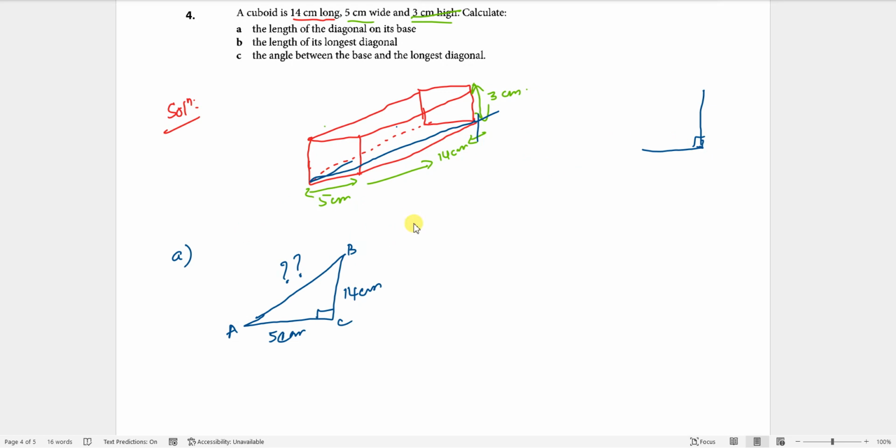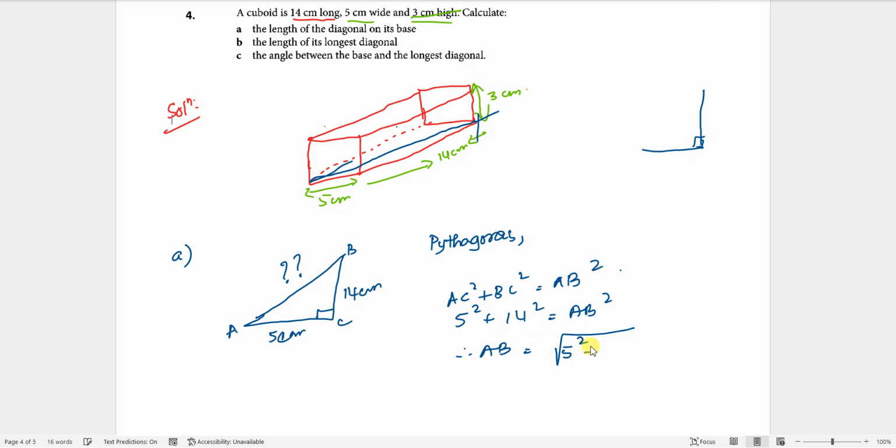So how do you find this? Just use Pythagoras theorem. So AC square plus BC square equals to AB square. So AC is 5 square plus 14 square is equals to AB square. Therefore AB is equals to root over 5 square plus 14 square. So the answer is going to be 14.9 centimeter.